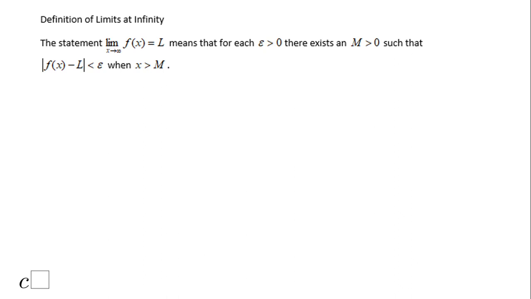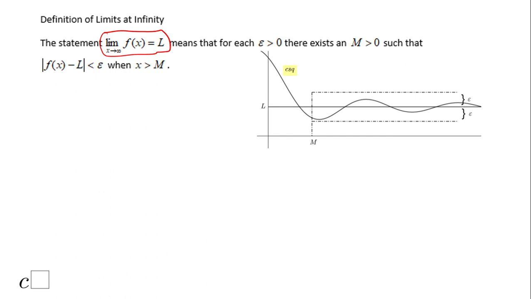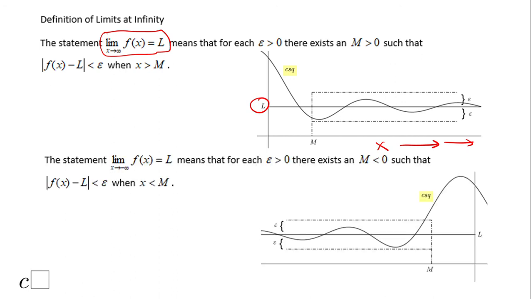And the last part is when we have limits at infinity. This is what we see here. Limit as x approaches infinity of f of x equals L. Look here, when x is getting larger and larger, the function is getting closer to L. The function is approaching that horizontal asymptote, if you remember, something like that. We have a similar statement when x is getting smaller and smaller, approaching negative infinity. You see the function is getting closer to L.